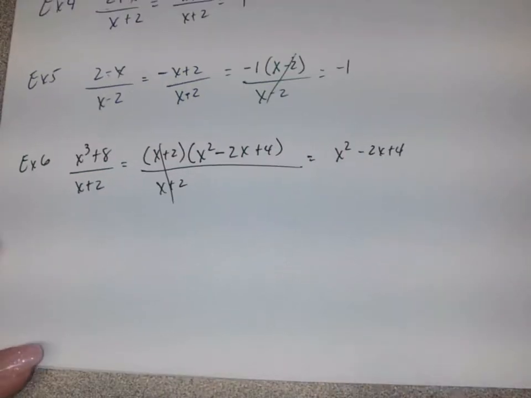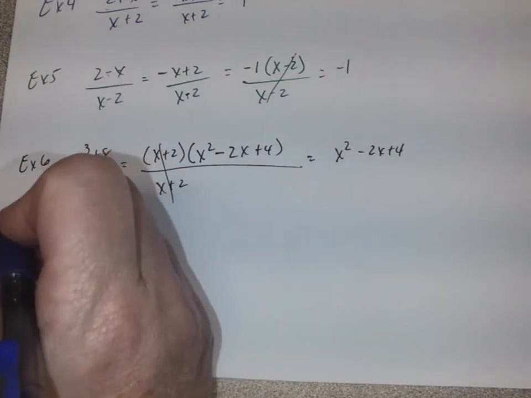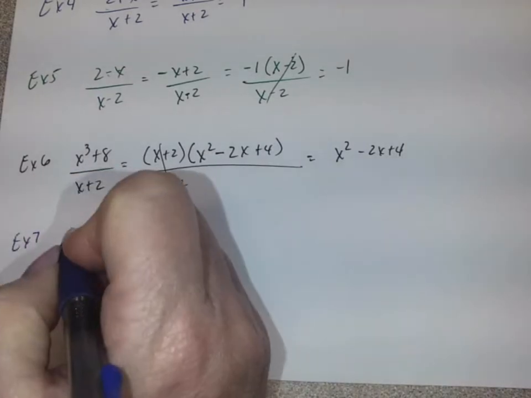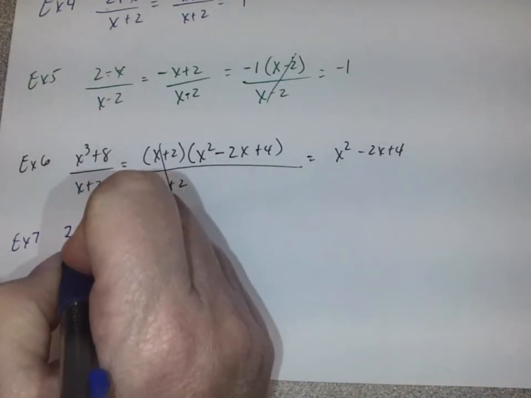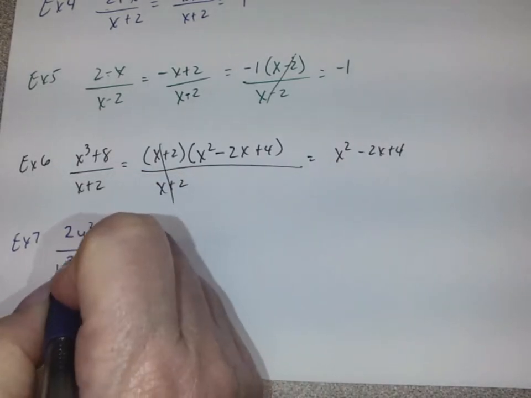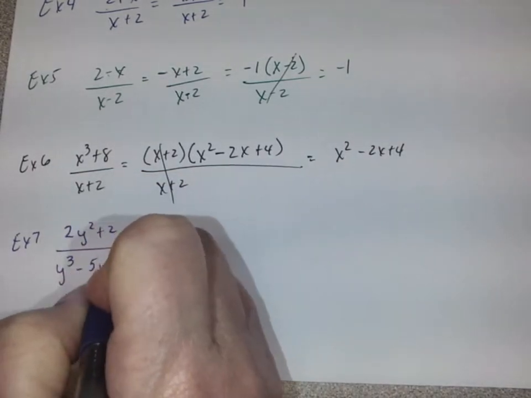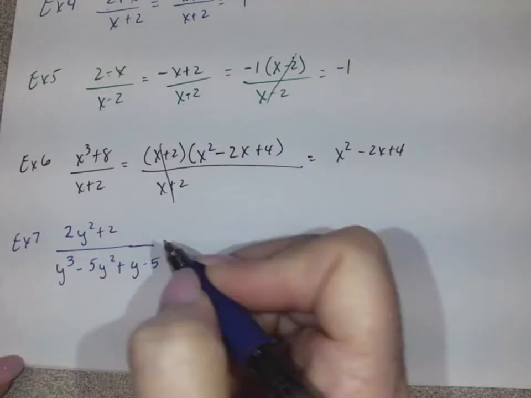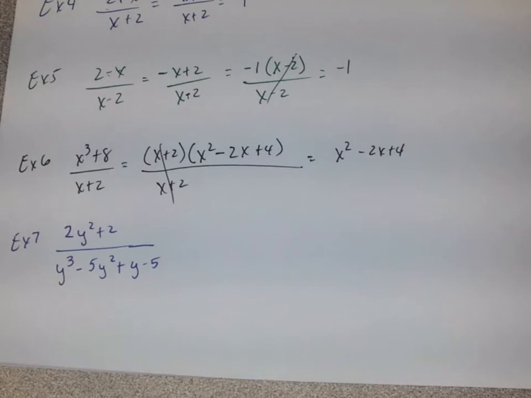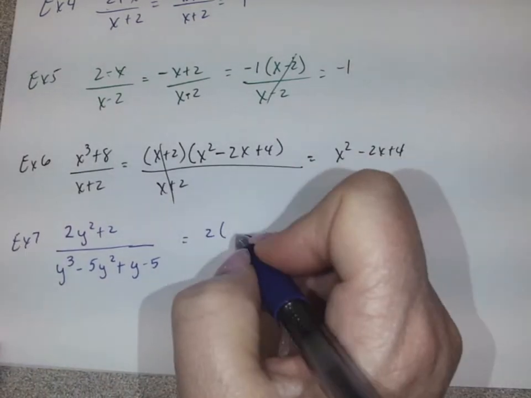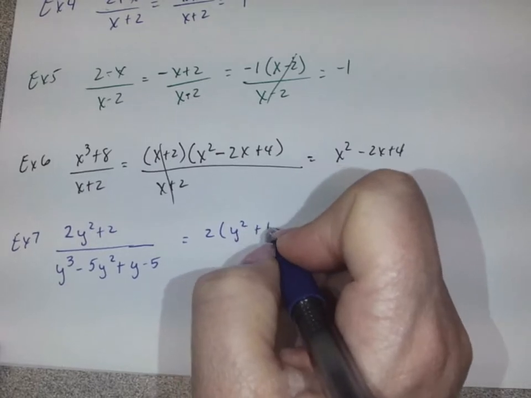All right, let's simplify another problem. This will be example 7. So we have 2y squared plus 2 over y cubed minus 5y squared plus y minus 5. Well, the top, we can factor out a 2. We get 2 times y squared plus 1.